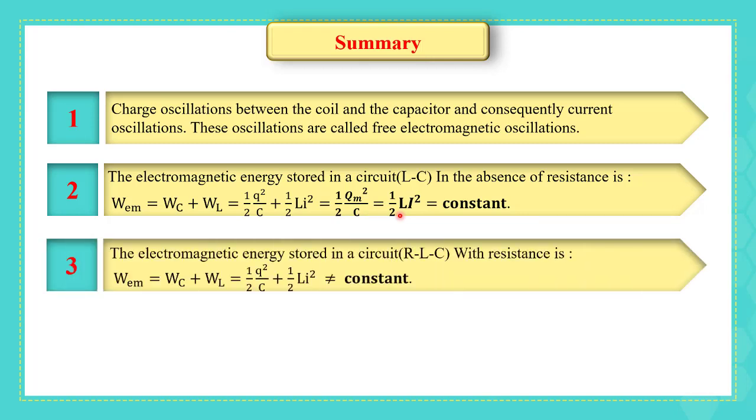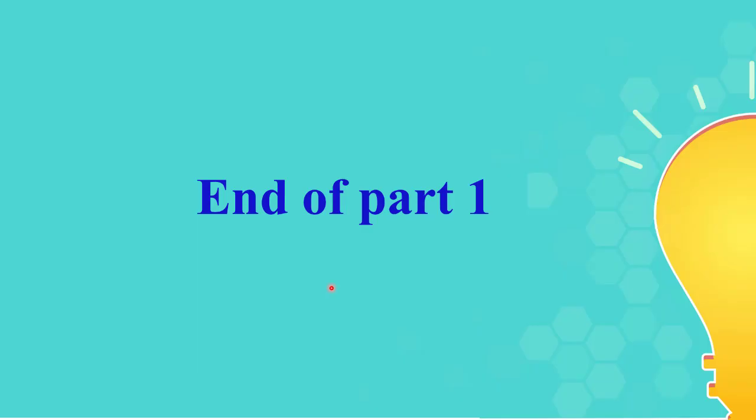The electromagnetic energy stored in the circuit RLC in the existence of resistance R is equal to half Q squared over C plus half L i squared, but it is not constant. This is the end of part 1.